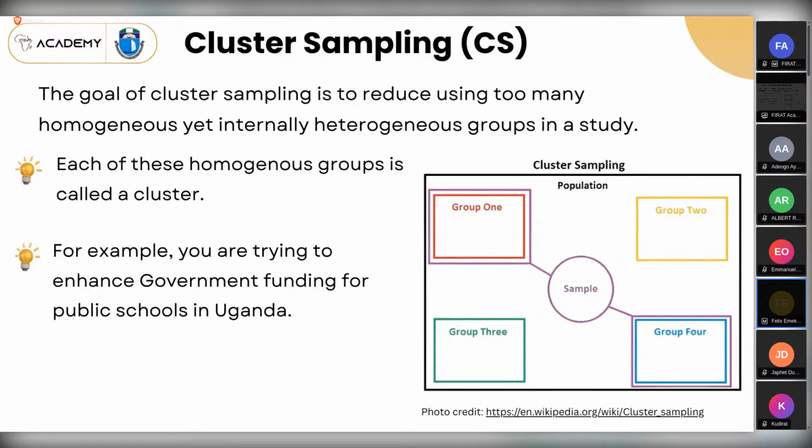So you have to focus on one cluster that is homogeneous, that is similar. So the public schools that are funded by the government are a cluster. And if you have like 1,000 of them, you can't go to all of them. So what they say is have a list. So you want to do a study in these government public schools, you can't go to all of them.